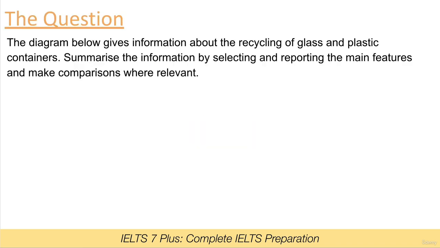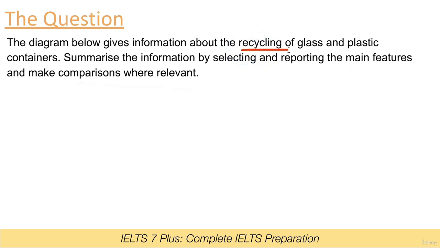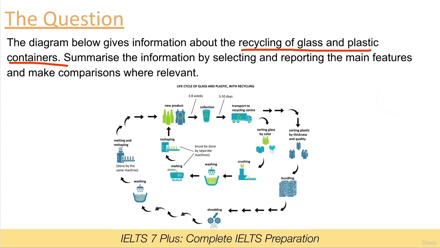Okay, the question. The diagram below gives information about the recycling of glass and plastic containers. Summarize the information by selecting and reporting the main features, and make comparisons where relevant. So you'll see the question is the same. We need to select and report the main features and make comparisons where relevant. Right, well, let's see this process then, and it's the process of recycling glass and plastic. Let's have a look. Right, here we go.